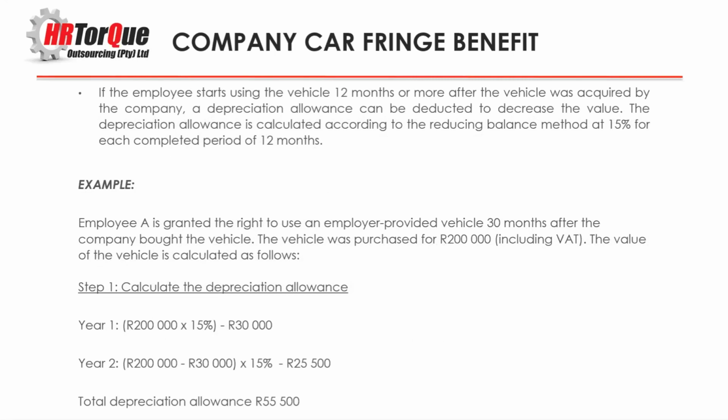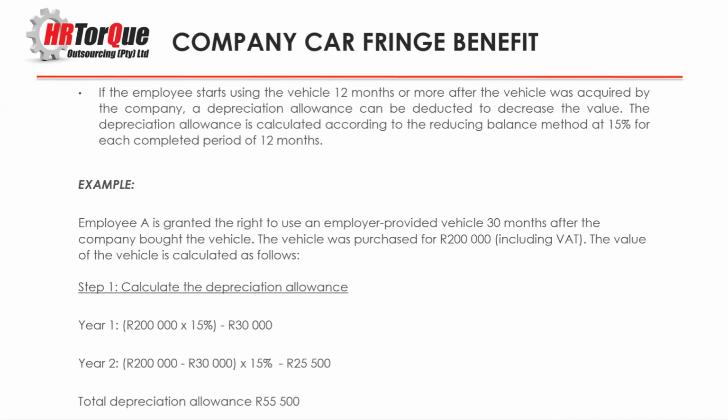Now the legislation says you can depreciate that vehicle before the next person takes it on for fringe benefit purposes. And the rules are very simple. You can depreciate that value on the reducing balance method by 15% for every 12 months completed. So you can see that I've mentioned 30 months. So you know that if 30 months has gone by, only 2 periods of 12 months has been completed. So you can depreciate this vehicle by 30%.